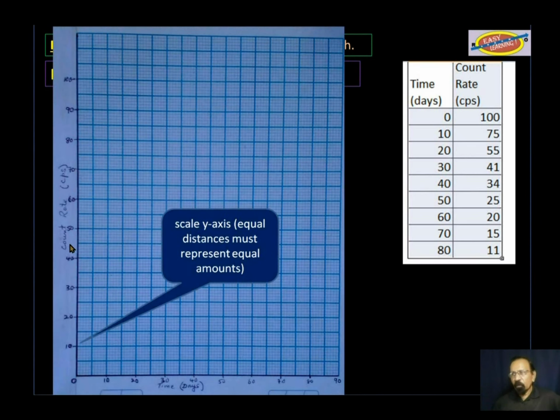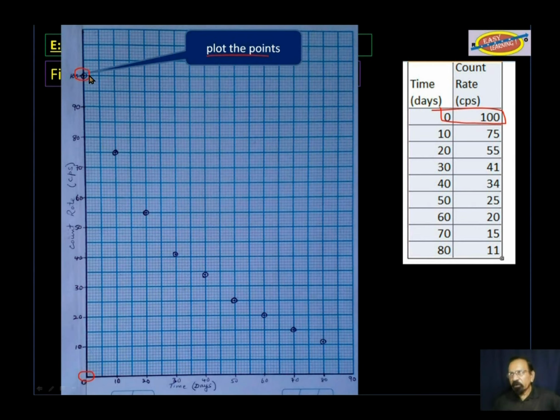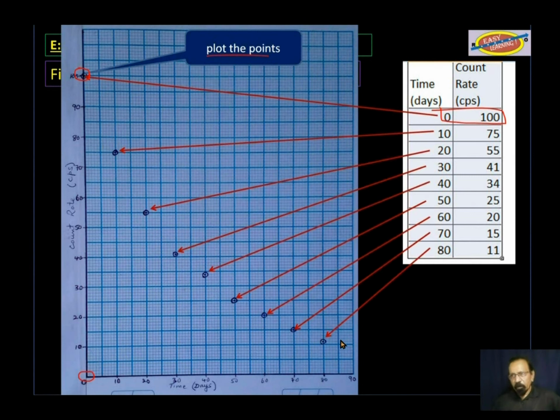Then of course we have to scale the y-axis, which goes from 100 to 11. So really from 100 down to 0. We do the same thing. We notice that we could have 2 centimeters here to represent a count rate of 10, 20, and so on. Now that we have that, we will plot the points. At 0 days, we have a count rate of 100, and so on. We plot the points, which is about the easiest thing to do on this graph. So we plot all the points.